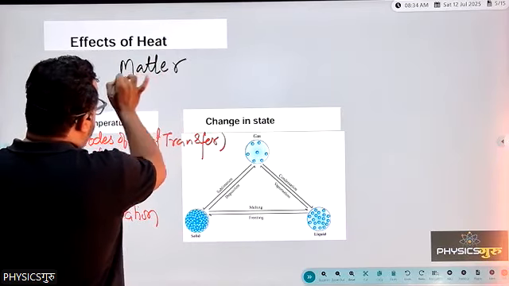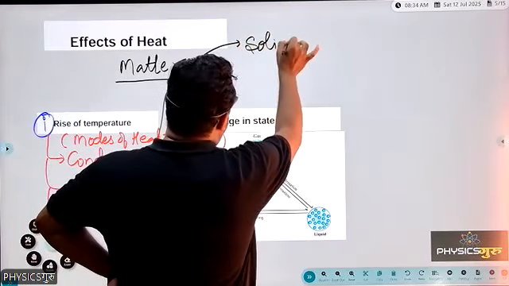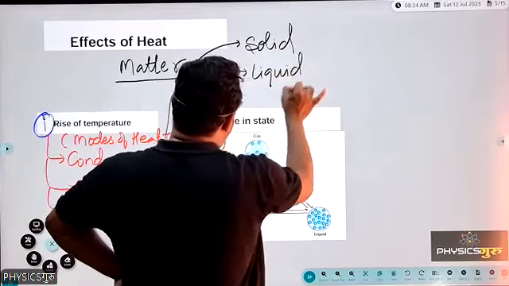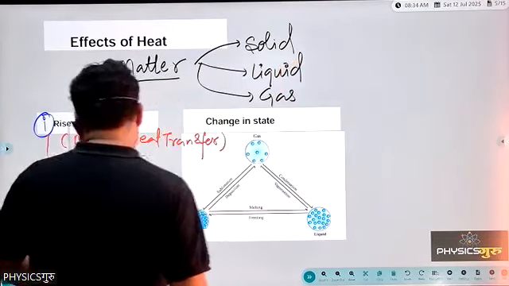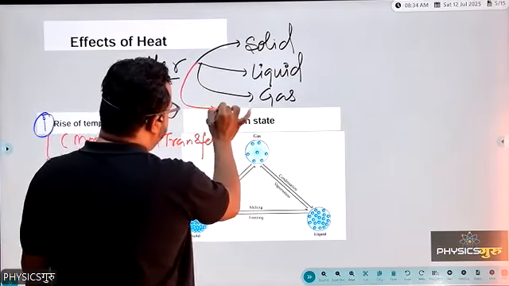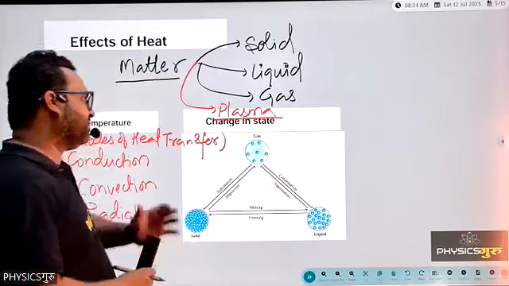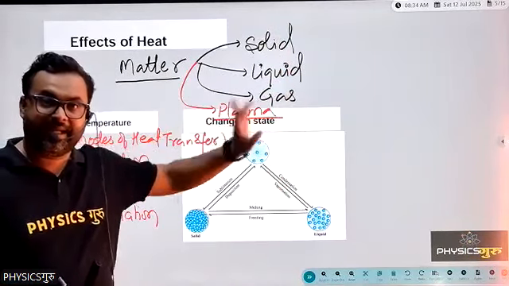Matter is classified under three categories: solid, liquid, and gas. We also use the plasma state, but as far as our syllabus is concerned, we have only solid, liquid, and gas.